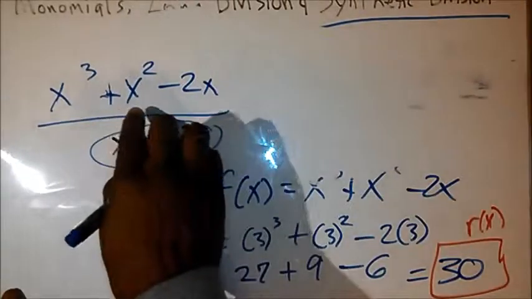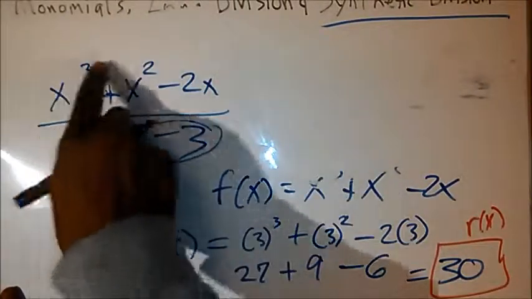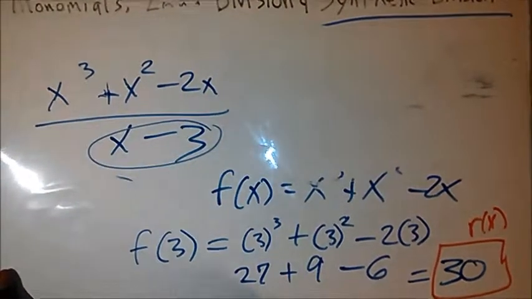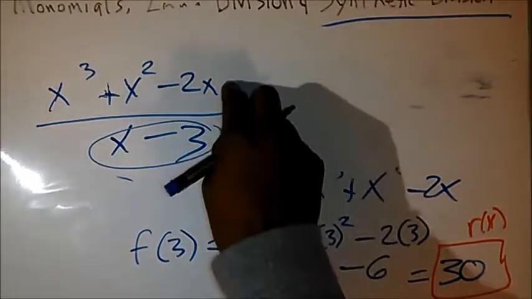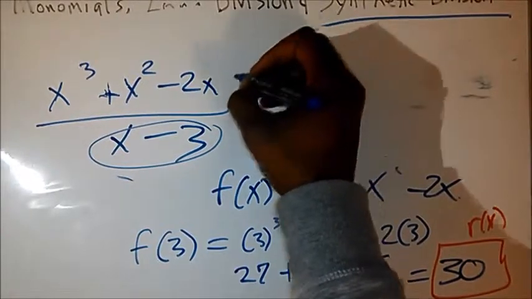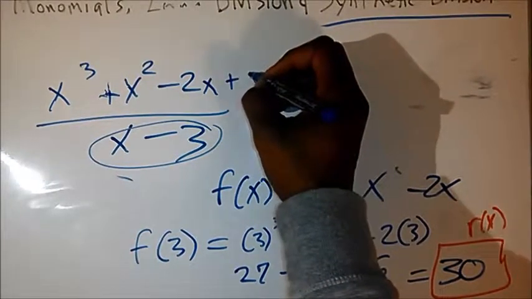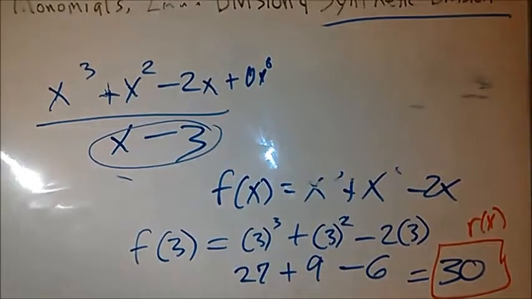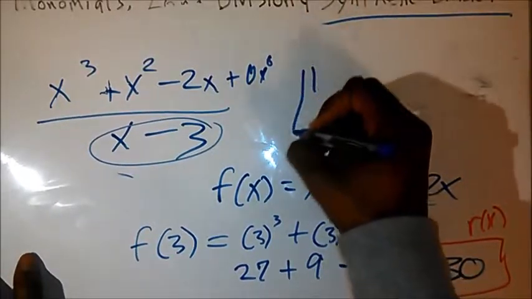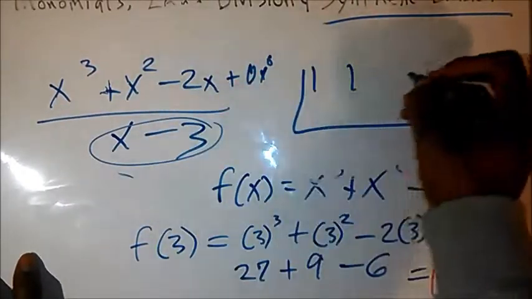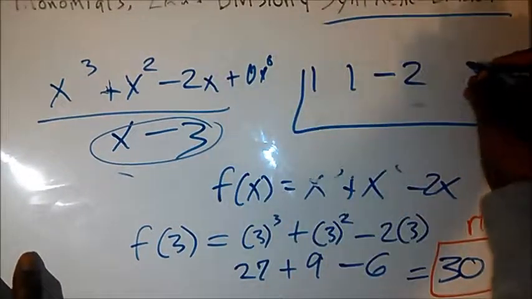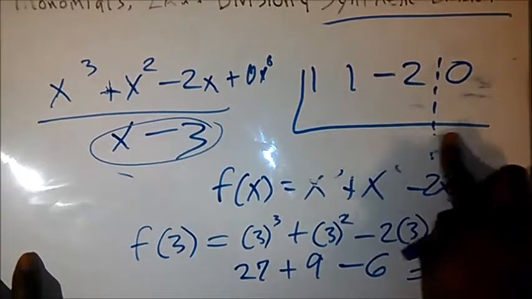Okay, so we have our problem here, x cubed plus x squared minus 2x, right? It's in descending order, but guess what? We're missing something. We're missing a constant term, where x equals 0. Remember that. So we have to put it here. We have 1, draw our little L box thing, 1 here, 1 here, negative 2 here, and we have that missing term here, which is 0.